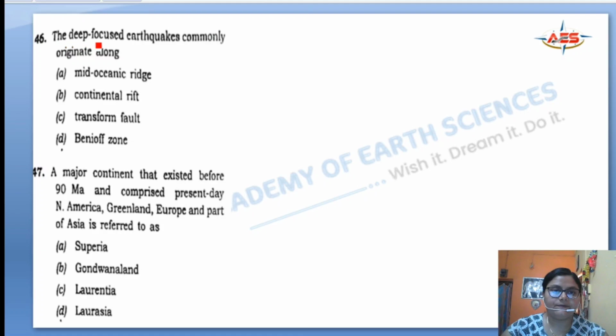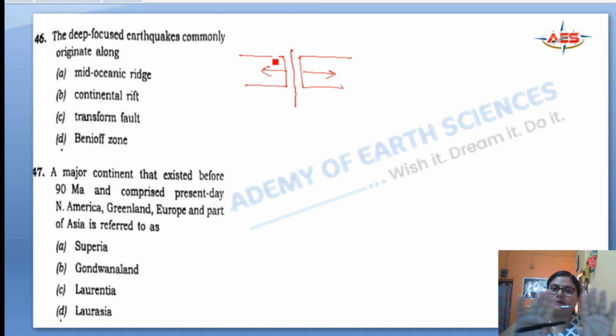Given that a deep focused earthquake commonly originates along mid-ocean ridge, continental rift, transform fault and Benioff zone. Now in the case of the earthquake, a deep focused earthquake, where does it generally originate? Mid ocean ridge. It is a long elevated linear structure which is present in the oceanic basin, okay. It is a long linear structure which is present in the oceanic basin, and along this the two plates are moving symmetrically apart from the ridge. This is called the mid ocean ridge.